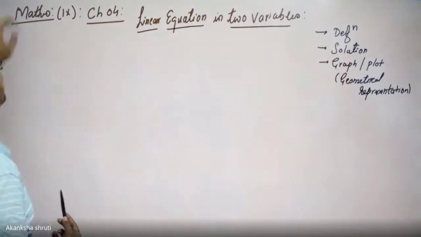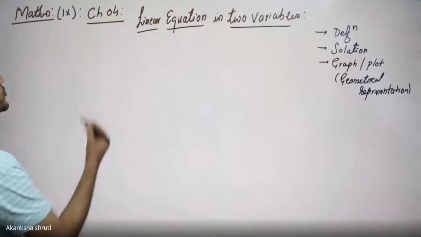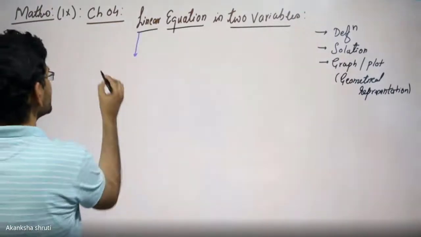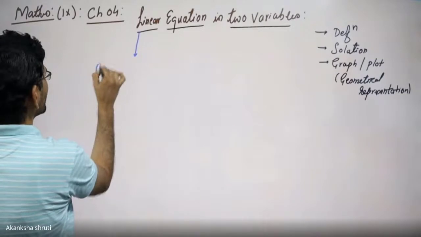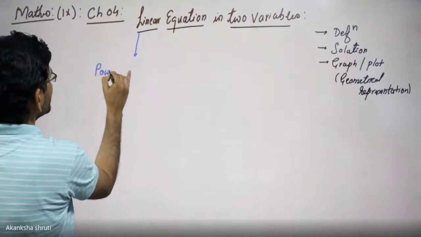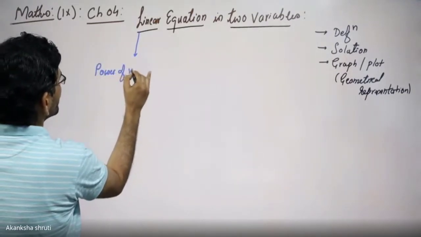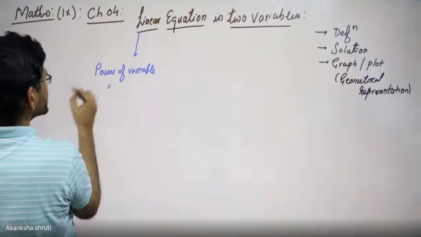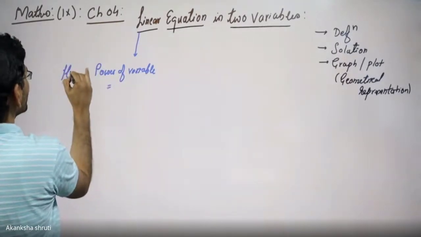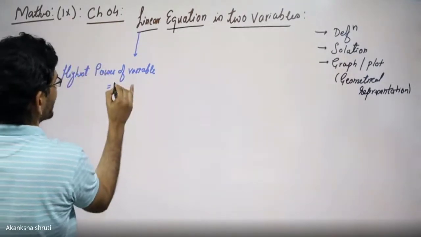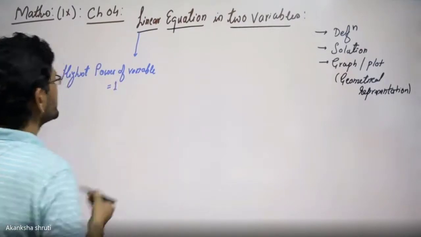Students, what is this linear equation in two variables? Linear simply means the power of the variable must be one only. Or it is basically the highest power. The highest power of the variable must be one only.